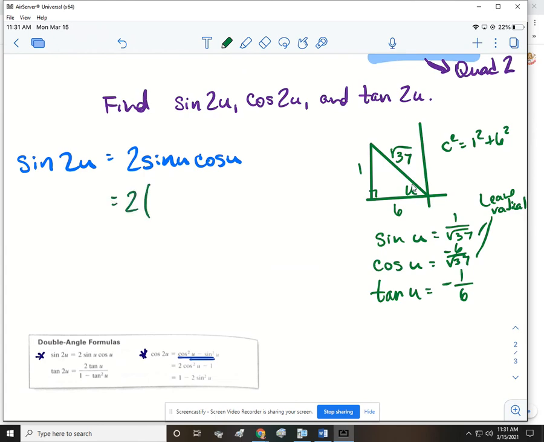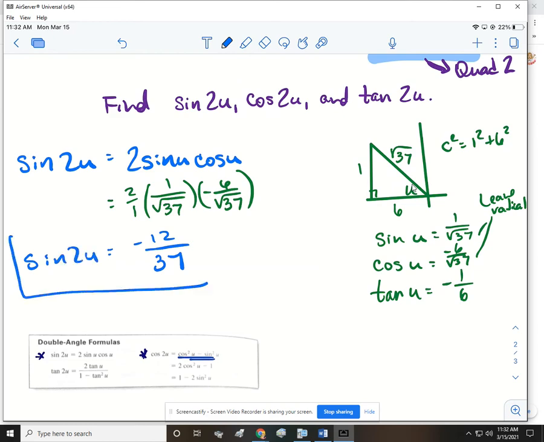All right, so it's going to be 2, and then I'm going to bring over my sine of u is 1 over the square root of 37, and then bring over my cosine of u is -6 over the square root of 37. And it might help you if you write that 2 as 2 over 1. You don't have to, but I'm going to. Okay. So I'm just going to multiply across the numerator. So 2 times 1 times -6. And across the denominator, 1 times the square root of 37 times the square root of 37. And that's it. That is what the sine of 2u is.